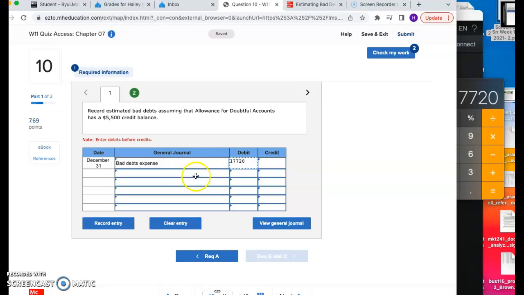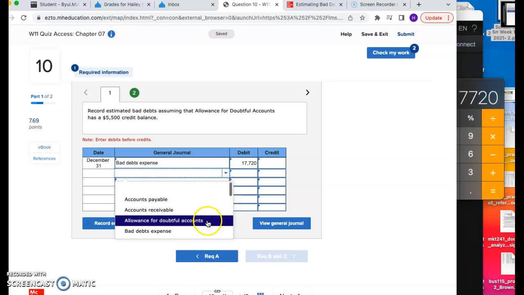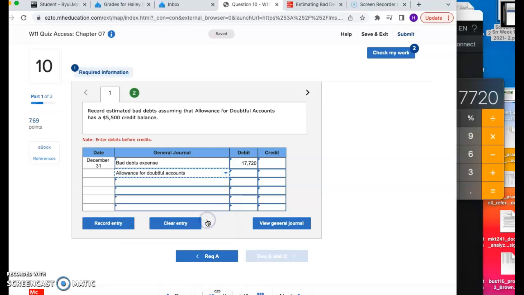17,720. So, and then since we debited that, we need to go ahead and credit that. And the credit's always going to be the allowance for doubtful accounts because that is what we are calculating. And so that is the same number right there.